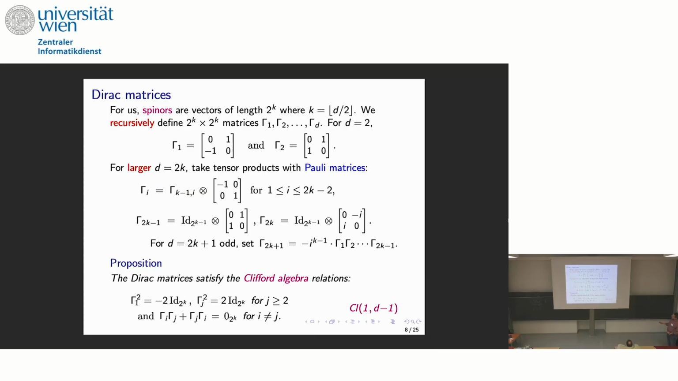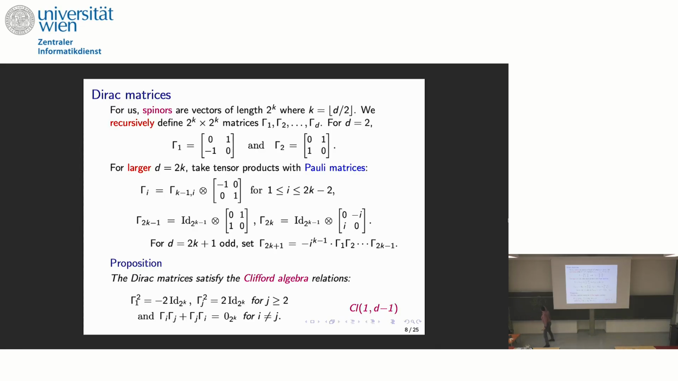Now, if d is odd, you have to do this a little bit differently. You take the remaining odd indexed matrix, you multiply everybody else except for the last one by a power of i. So now I've defined for you d big square matrices. These big square matrices form a representation of our Clifford algebra. These Dirac matrices form a representation of the Clifford algebra.